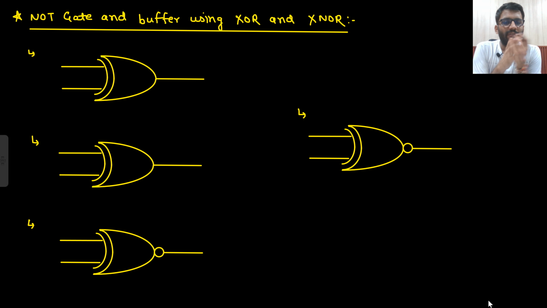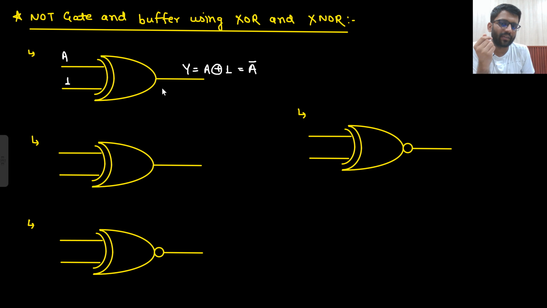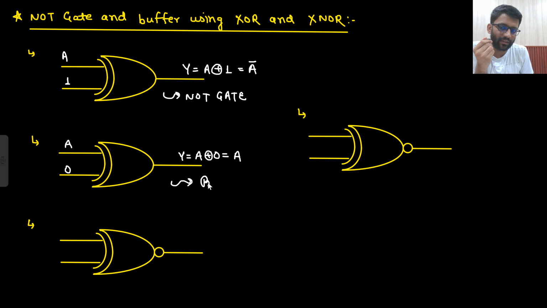So, NOT gate and buffer using XOR gate. Let's just say this input is A and this input is 1, what will be your output Y? That would be A XOR 1, because this is an XOR gate. So this answer would be A bar. So this is acting as a NOT gate. Very simple thing, very easy. If here I am having A and here I am having 0, what will be my output? A XOR 0. So that will be A only. Your input was A and output is also A. So this is acting as a buffer.